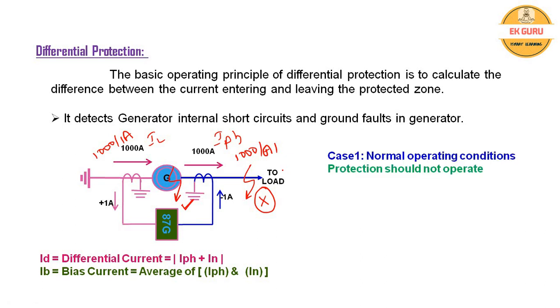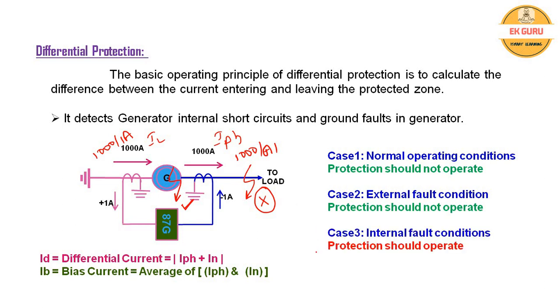Case one is normal operating conditions. If there is no fault within or outside the generator, the protection should not operate. For case 2, if there is an external fault outside the generator, then this protection should not operate. These external faults can be taken care of by other protection schemes. In case 3, if there is an internal fault, then this protection should operate. This differential protection is exclusively for the internal faults of a generator. We will see them one by one.